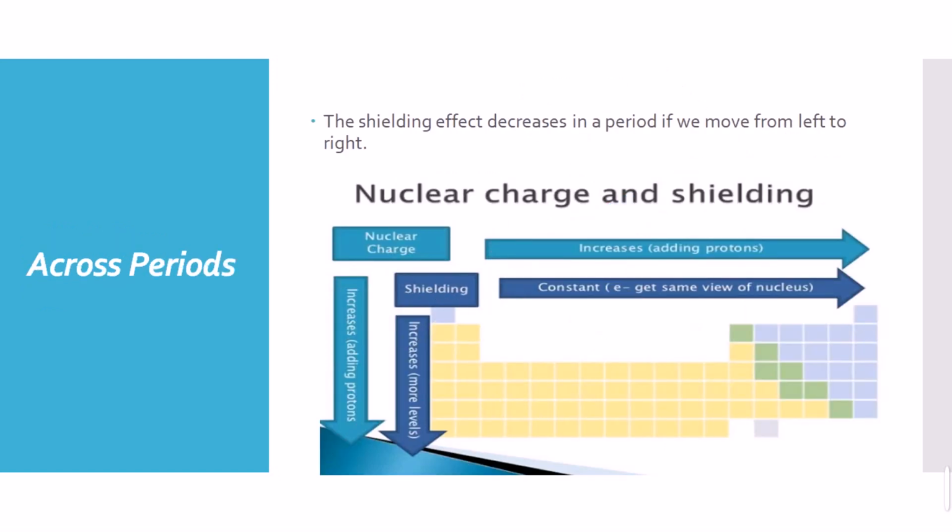So we move towards the periodicity of the periodic table and look at the screening effect according to the periods and the groups. When we talk about the periods, the screening effect will decrease as the atomic radius decreases. The most important thing here is that as we move from left to right in a period, one proton is added to the atom.